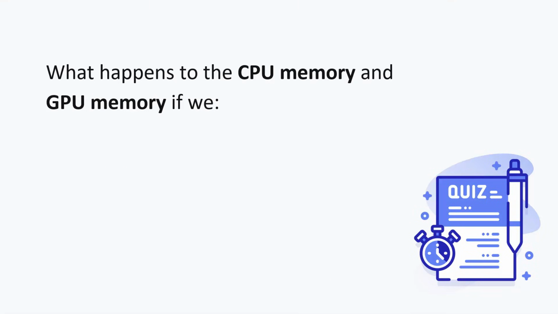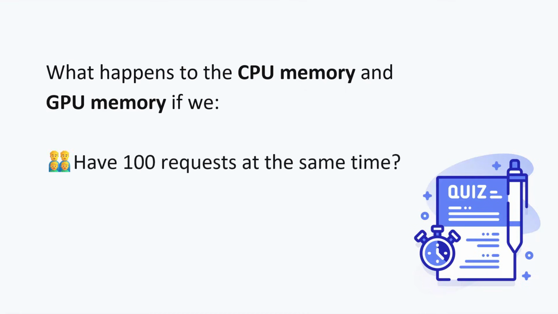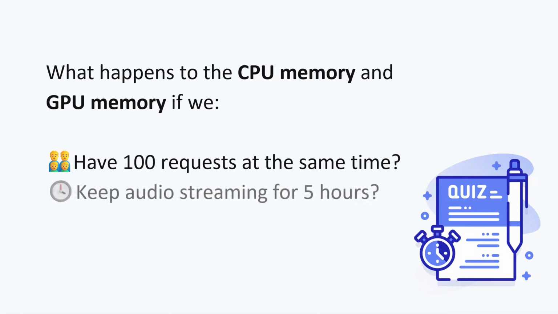Let's do something fun. Given what we know about the model architecture, what do you think would happen to the CPU RAM and the GPU memory if we deploy the model and do inference in the following scenarios? First, what if a lot of users come at the same time? Let's say 100 people want to stream their speech to text at the same time. Second, what if some users want to talk for a long time, let's say for 5 hours without stopping?